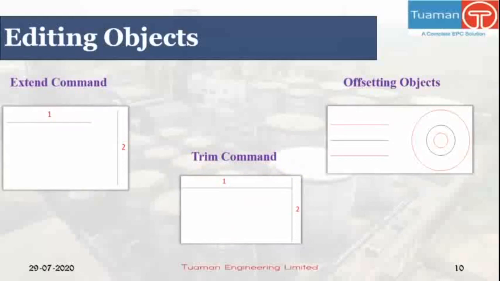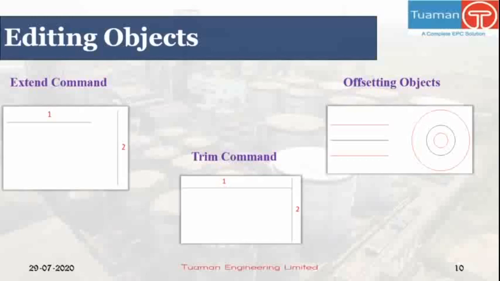In AutoCAD, editing objects is another one of the most common activities that you will perform throughout a design process. The need for editing may arise as a result of any change in a design or for rectification of any mistake made during the design process. So the first one is the extend command. The extend command is used to increase the length of a line, polyline, arc, or other AutoCAD elements to connect it to another object.